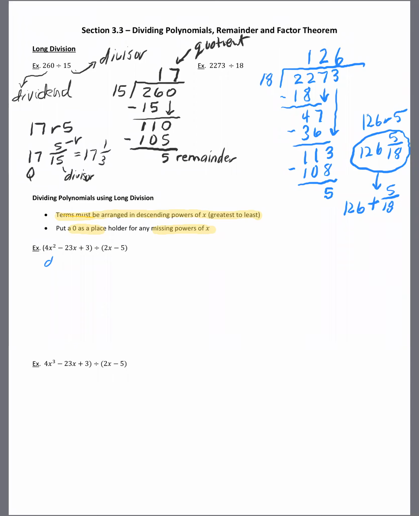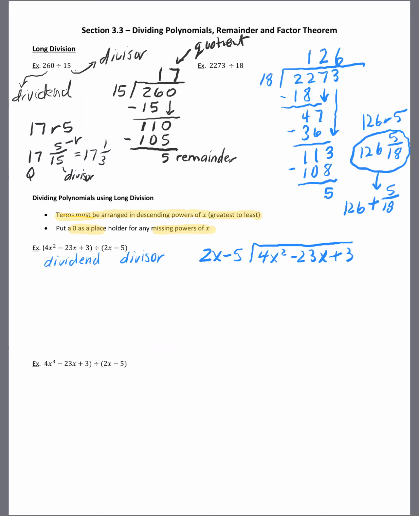2x minus 5 divides 4x squared minus 23x plus 3. We're going to do this problem the exact same way. Actually, this one's a little bit easier. When we were up in that second example, and we were trying to figure out how many groups of 18 would go into 113, we had to kind of run our multiplication for ourselves.